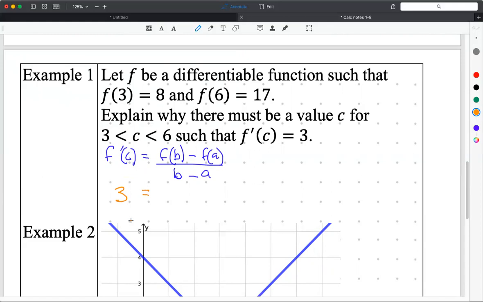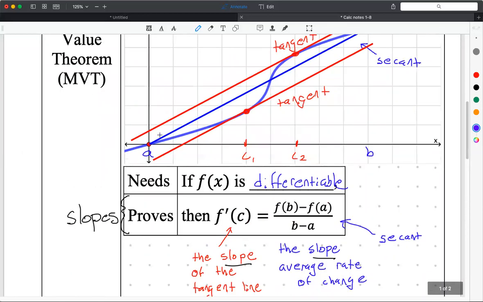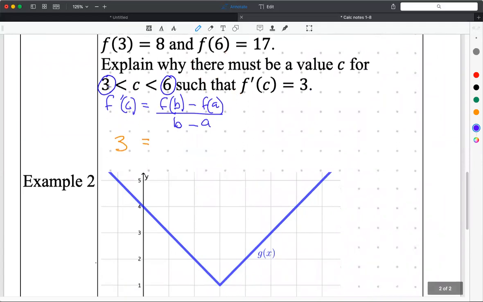But we don't know what f of b and f of a are, like what is a and b? Anyone have an idea? What should we do with a and b? Fiona? F of b, or it would be f of 6 minus f of 3. Exactly, yeah. So you're saying that our b is going to be 6 and our a is 3? Yeah, and it comes from this interval right here. You can see that A is on the far left and B is on the right, just like in the picture up here.